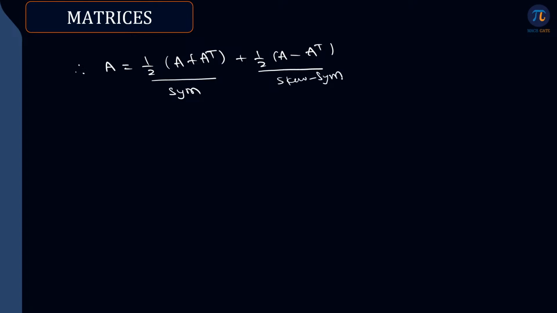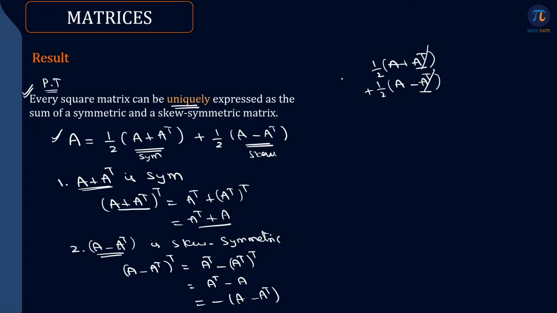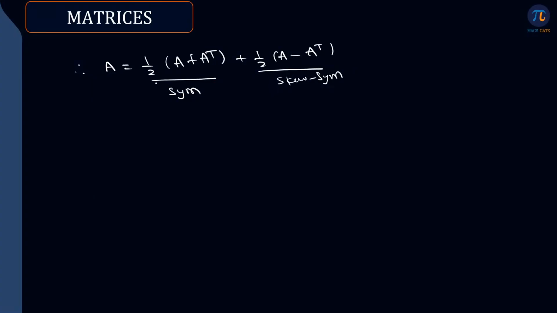This is one of the important theorems. If you write this much, it is enough, sir. You will get full marks. For this theorem, this is the proof. You just need to prove that one part is symmetric and the other one is skew symmetric. Then A is nothing but the sum of symmetric plus skew symmetric.